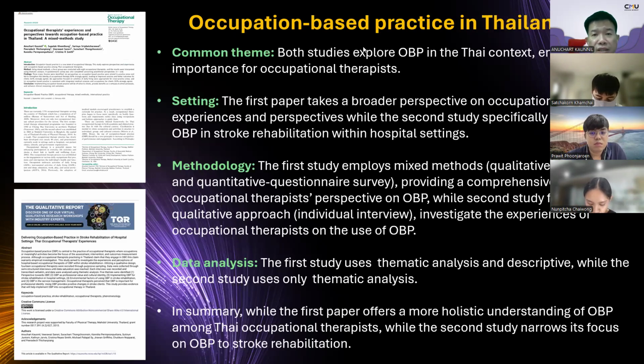Both of these look like they share a common theme, OBP. But this is a paper I tried to create. In the future, when you present in the second semester, you need to present a main paper and a support paper, right? The first takes a broad perspective of occupational therapy in many fields. But the second paper is only OT in stroke. It's very specific: it examines OBP in stroke rehab within hospitals.